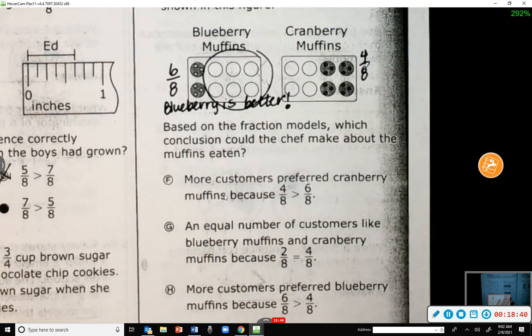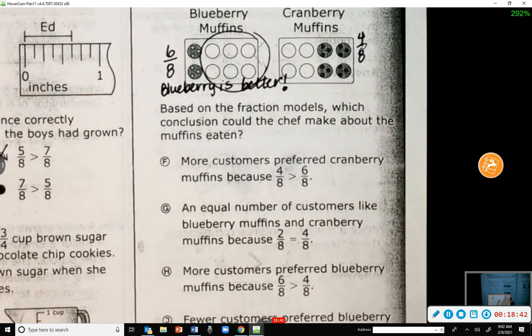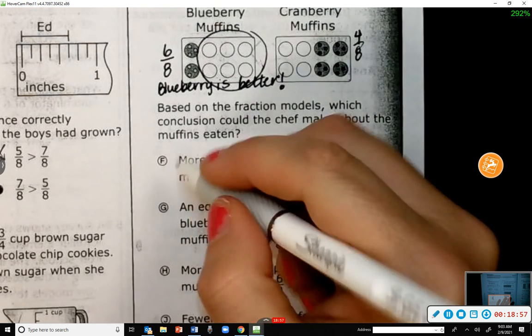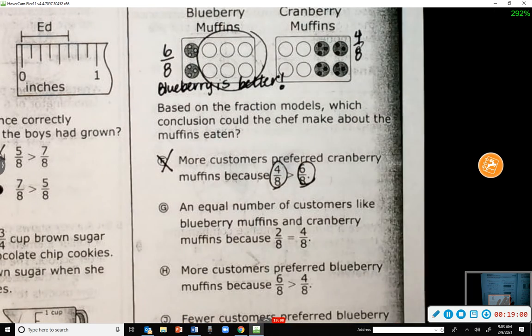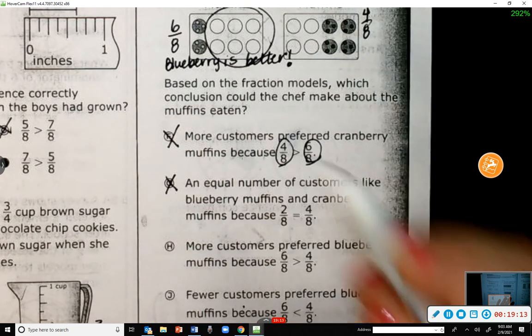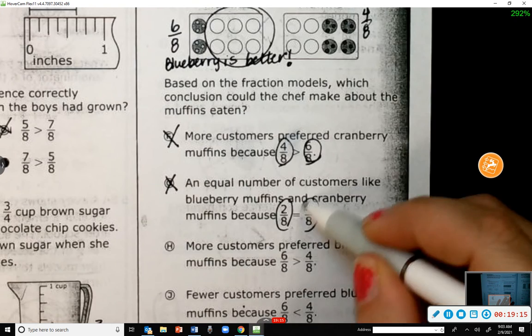Okay? Now I'm going to start reading my answer choices. More customers preferred cranberry muffins because 4/8 is greater than 6/8. Is that true? Is 4/8 greater than 6/8? No. G. An equal number of customers like blueberry muffins and cranberry muffins because 2/8 is equal to 4/8. No, that's not true. These are not equal. 2 and 4 are not equal.